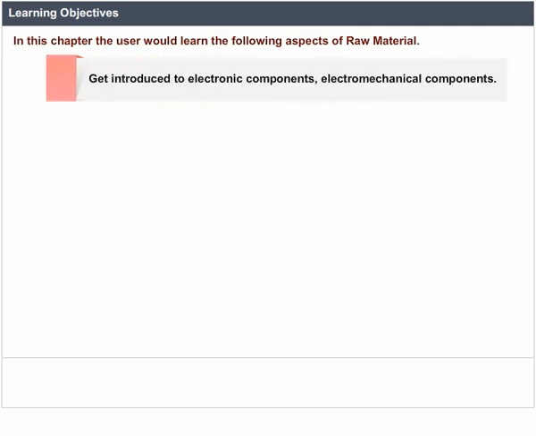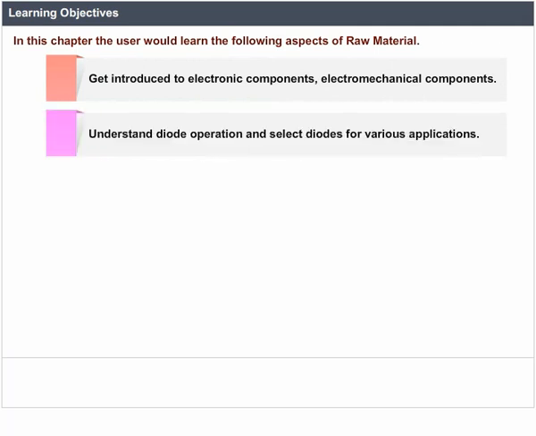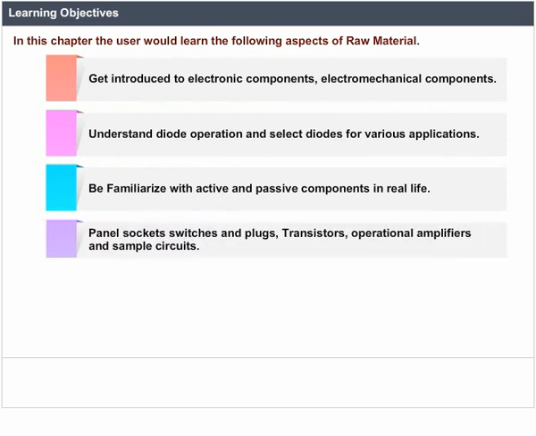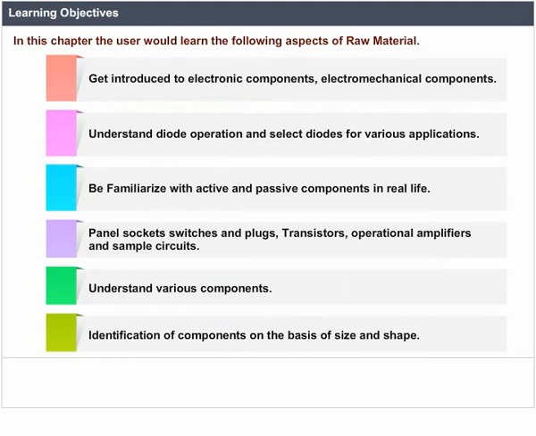Learning objectives. In this chapter, the user would learn the following aspects of raw material. Get introduced to electronic components and electromechanical components. Understand diode operation and select diodes for various applications. Be familiar with active and passive components in real life. Panel sockets, switches and plugs, transistors, operational amplifiers and sample circuits. Understand various components. Identifications of components on the basis of size and shape.